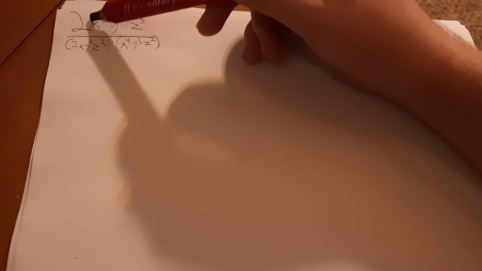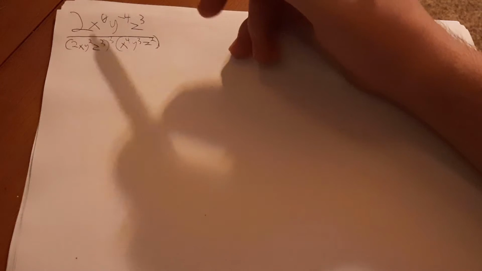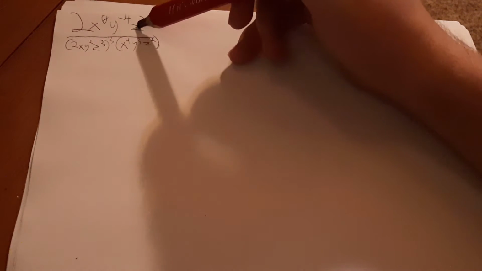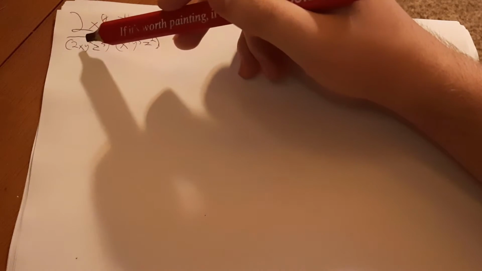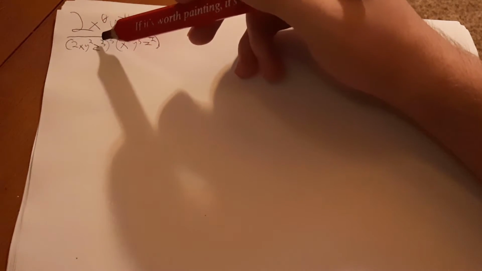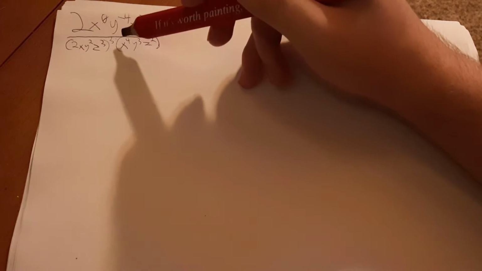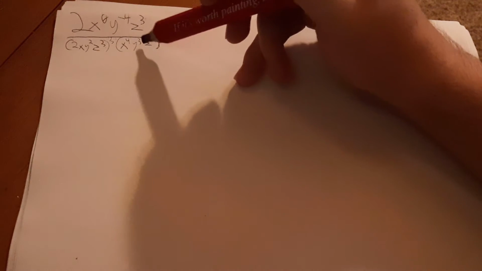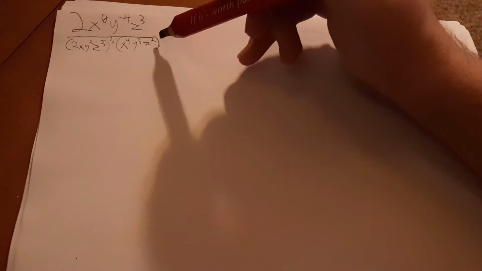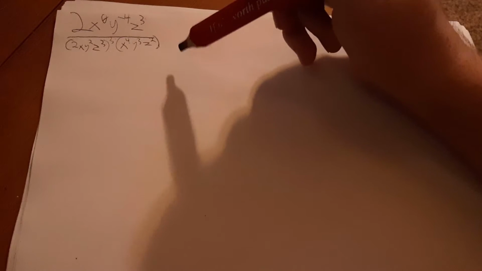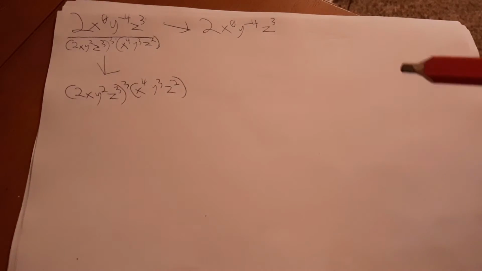Bingo! We got ourselves a 2, x to the 0, y to the negative 4th, z to the cube, over 2xy squared z cubed, and x to the 4th y cubed z squared. Obviously, doing this all at once would be a little too much, so let's go ahead and split our equation into 2. Okay, we've split them both up.